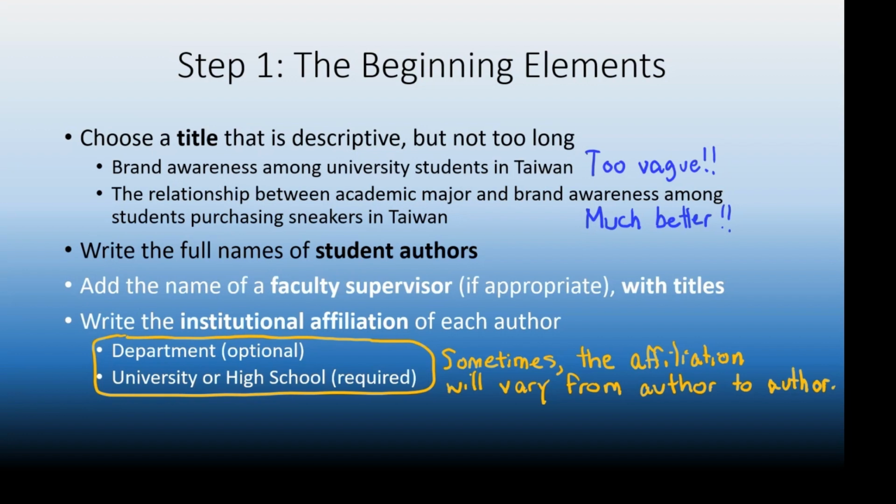Last, write the affiliations of all group members, including the schools and possibly the departments. Often, all authors will be from the same school. However, sometimes their affiliations may differ. In this case, find a way to match the name of each author to his or her affiliation.